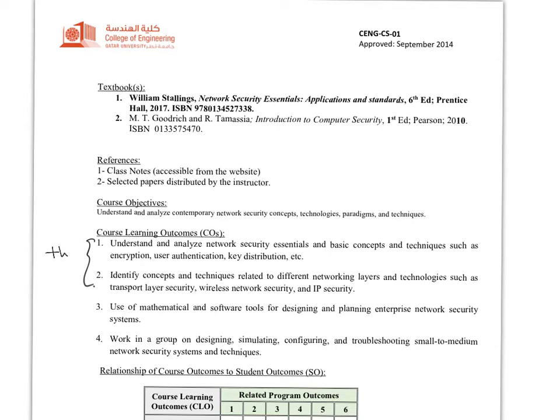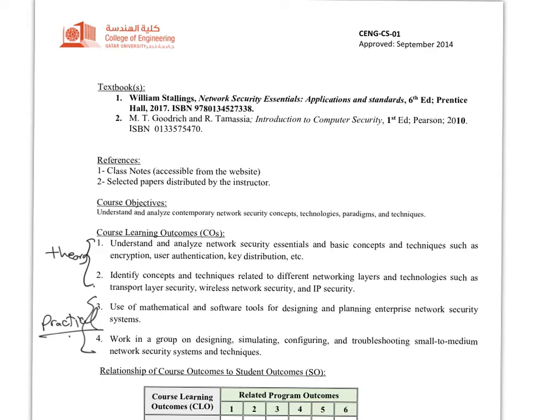The first two outcomes focus on the theory part, and these last two focus on the practical part of the course. So we use mathematical and software tools for designing and planning enterprise network security. We will go through some hands-on or development-based assignments where you will write some MATLAB code, and you will write some scripts using a tool called Snort to learn how to program some mechanisms to mitigate some security attacks. So there is a hands-on part of the course where you will have to learn these tools and use them. The last one, of course, is to work in groups. It looks like, from the number, you will need to have a group of two people per project.